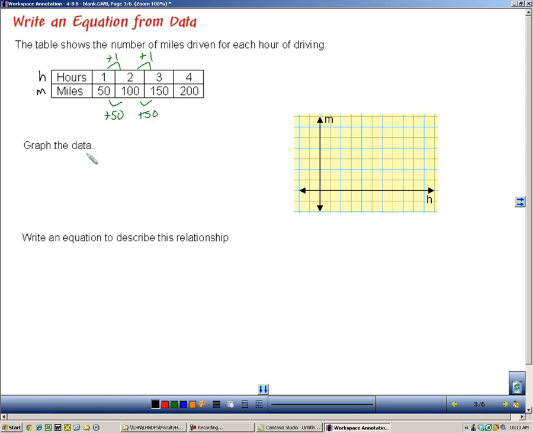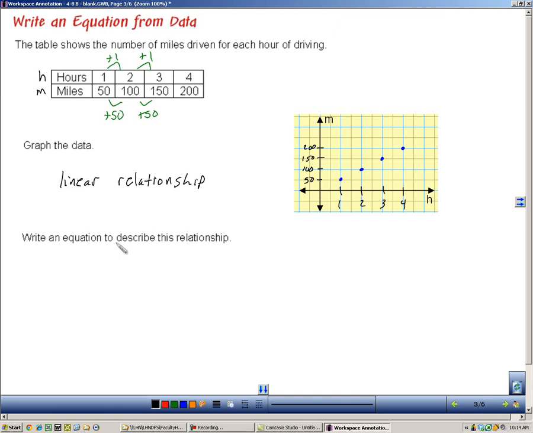Now we're going to graph the data. I have 4, so I'm going to jump by 1s here. Here I'll jump by 50 for my range, and now I'm going to graph the 4 points. So there's my data graphed, definitely linear.